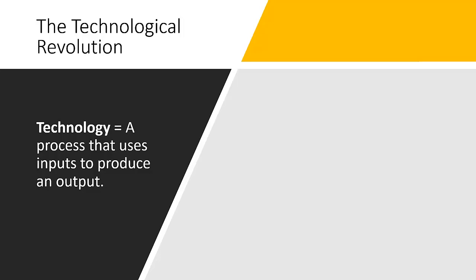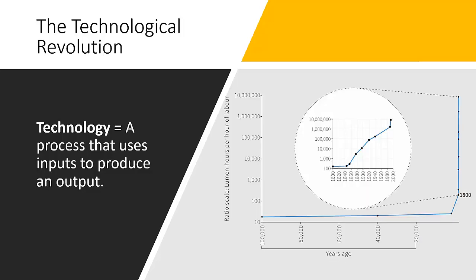And this is pretty much related to the Washington Post article that we did previously. So this graph shows lumen hours per hour of labor. That means how many lumens, a measure of light, are produced here. So higher and higher, and this is the years ago.